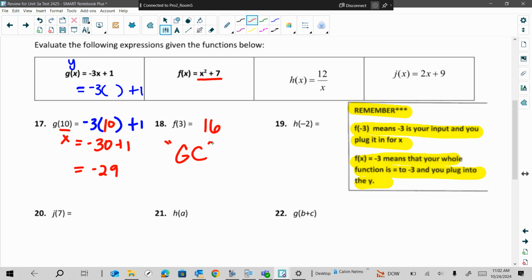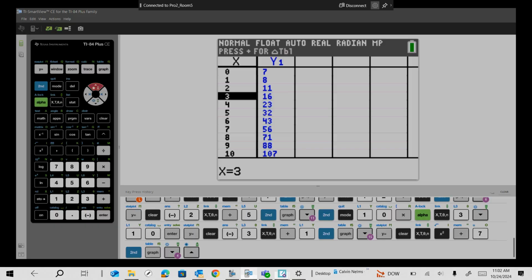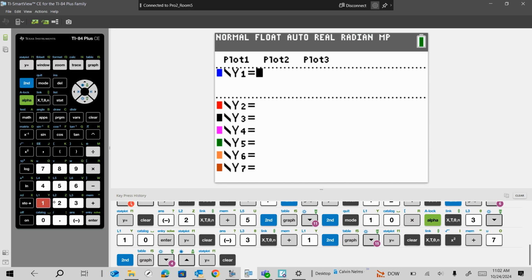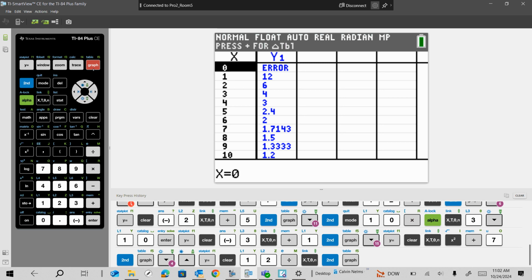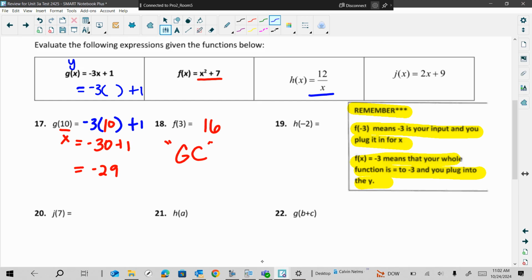Okay, all right, so let's try h of -2. h of x, right here, is 12 over x, 12 divided by x. Go to y equals. I'm going to clear this out. I'm going to do 12 divided by x. The second graph, we need to find h of -2. So now I have to scroll up till I get to that negative. You can't have 0 in the denominator. So the answer was -6.